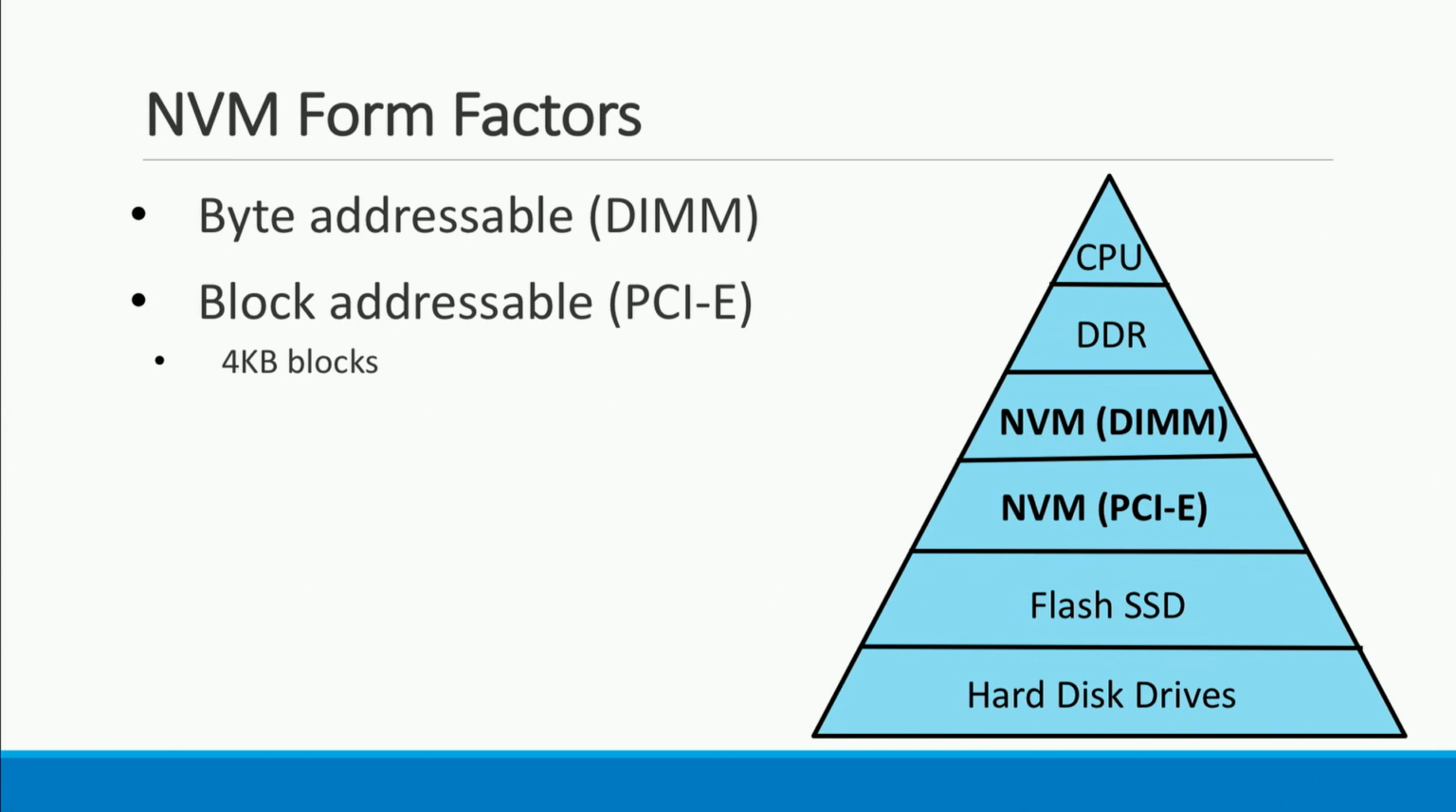And when I say NVM, it may be confusing because NVM has 2 different form factors. One is byte addressable, that is based on DIMMs, and the other one is block addressable, that is based on PCI Express. The byte addressable NVM is faster, but it is also more expensive, and that's why we chose to use the block addressable NVM, which is not as fast, but still faster than Flash and not as expensive as the byte addressable NVM.